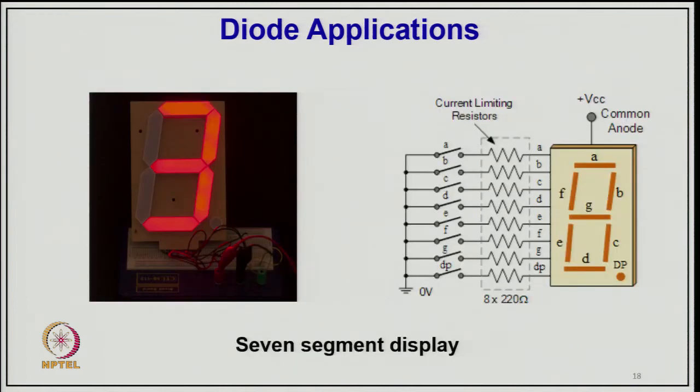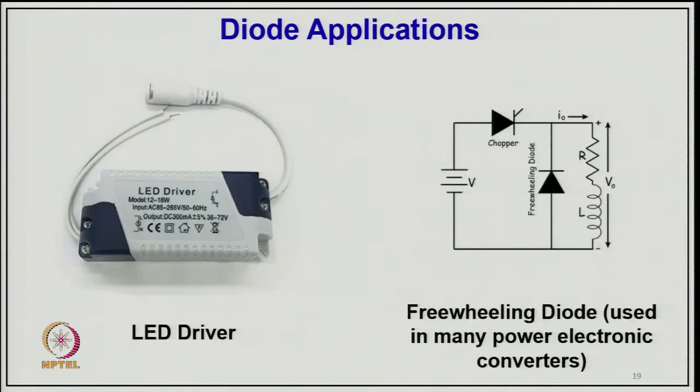Then of course, LEDs are used for displays like a 7 segment display, where you can display numbers typically from 0 to 9 through these different segments with the logical design. You might have seen many displays of such nature.